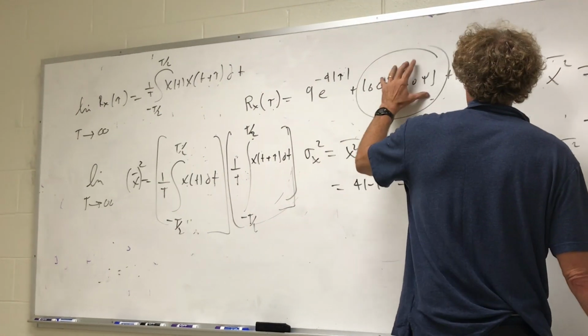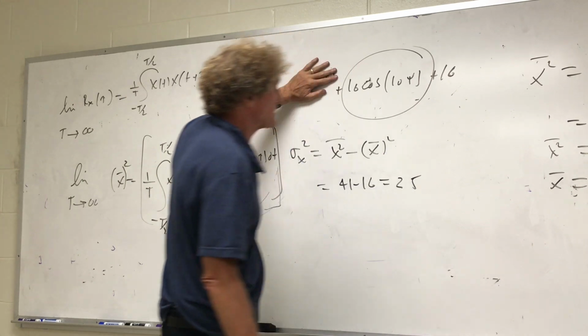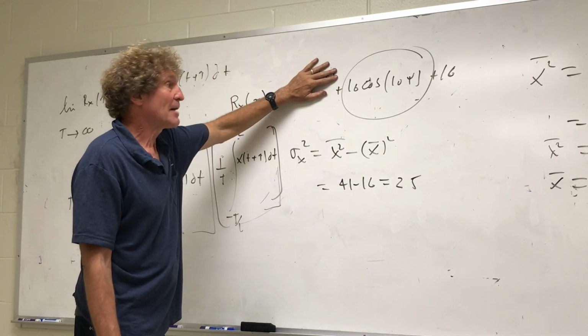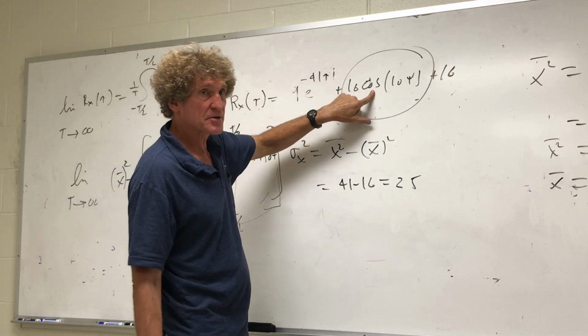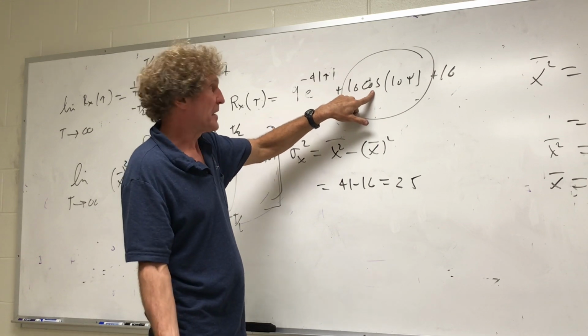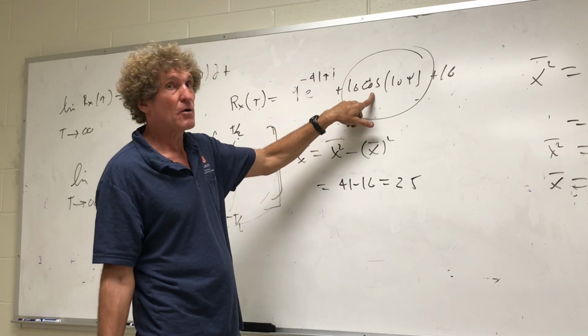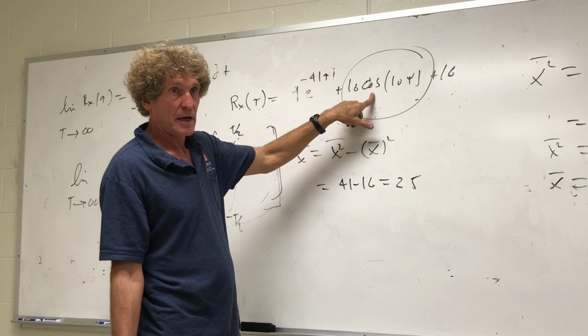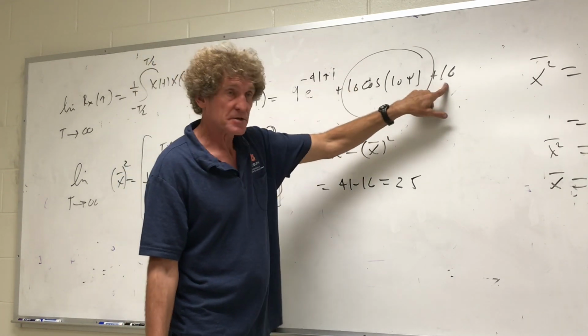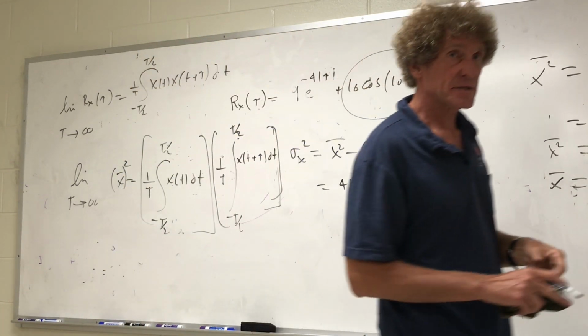You get this value squared as tau goes to infinity. As tau goes to infinity, this goes away. This is oscillatory, ignore it. The average value of a cosine of 10t over any period is still 0. It's just the square root of 16. That's how you get that one.